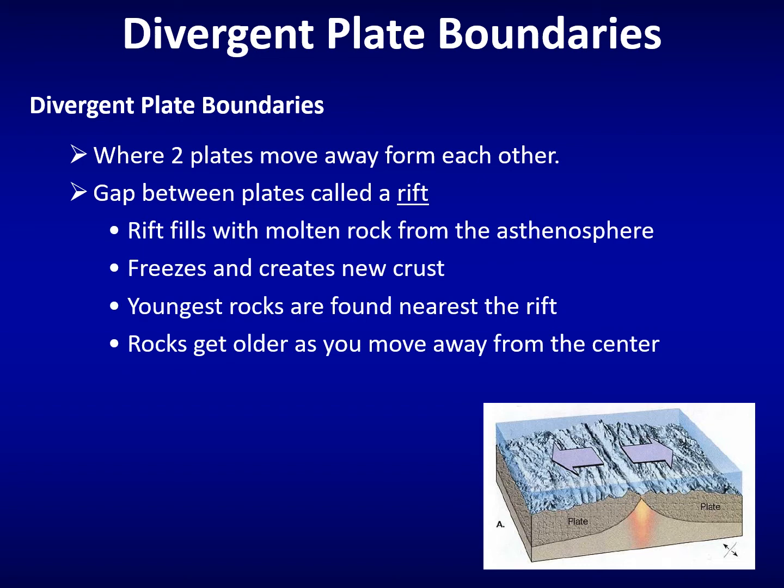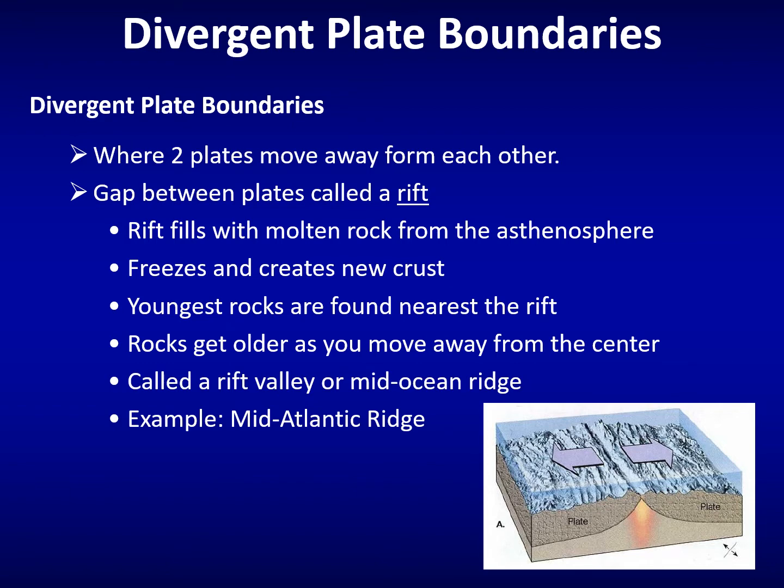It's very dense magma. It's very runny. It's not explosive. It freezes really in place. It just oozes out and freezes in place to create new crust. So the youngest rocks on Earth are found right nearest these rifts where they're spreading apart. And of course, the rocks get older as you move away from the center. The whole suite is called a mid-ocean ridge, and an example would be the Mid-Atlantic Ridge.